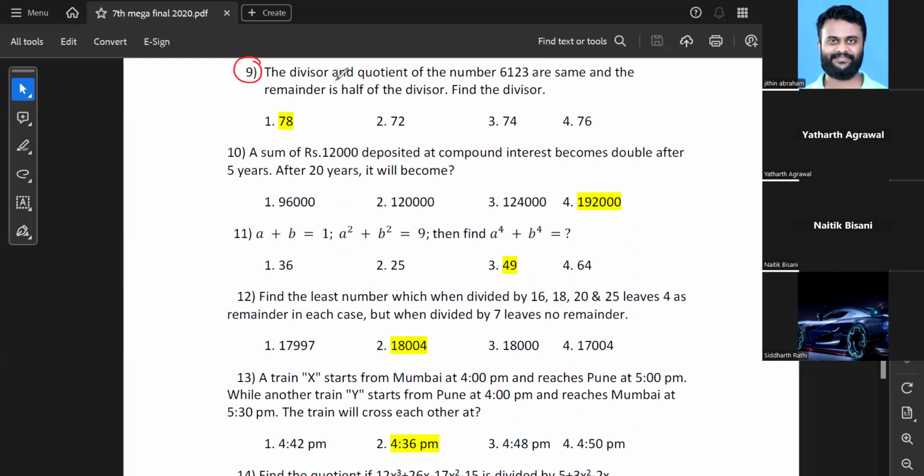Ninth question. Sir, I think it is easy. This is also algebra, so we have to use a quadratic equation. Yes, please. Where do you have to use the quadratic equation?